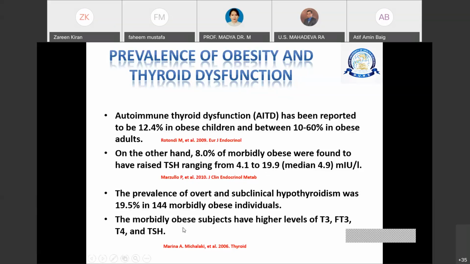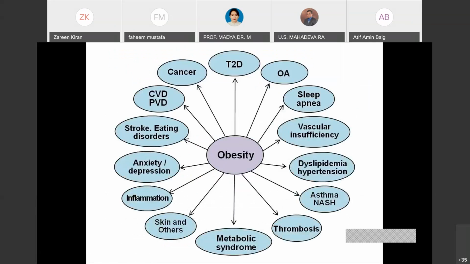And so the morbidly obese subjects have higher levels of total T3, free T3, total T4, and TSH. So I think I don't need to explain the slide. It is so self-explanatory that obesity is leading to so many medical complications.